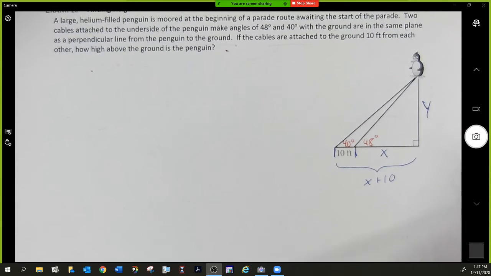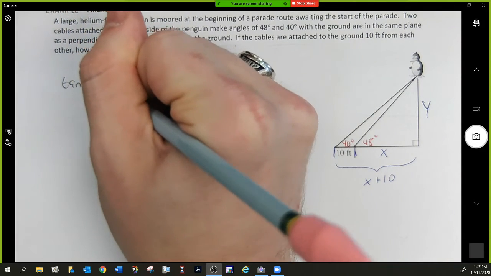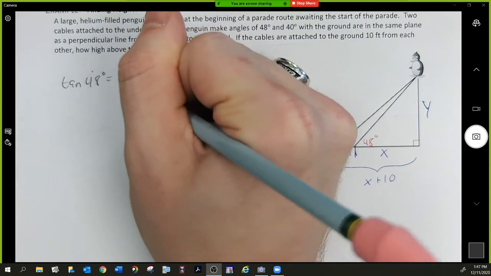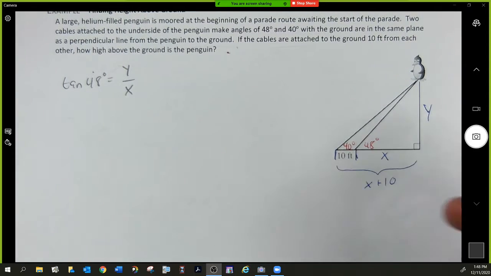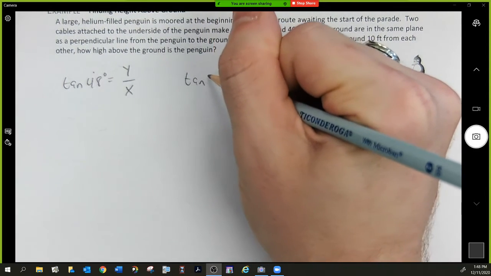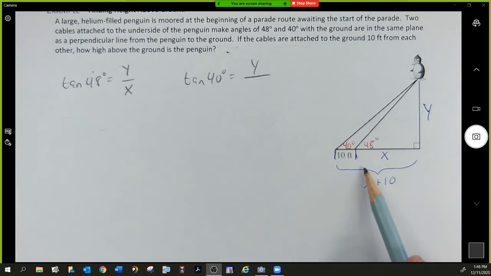Like I said, worst case scenario is you're wrong. So now I can set up tangent for both of these angles. Tangent of 48 degrees is y over x, opposite over adjacent. And tangent of 40 degrees is y over, this is the adjacent side, x plus 10.